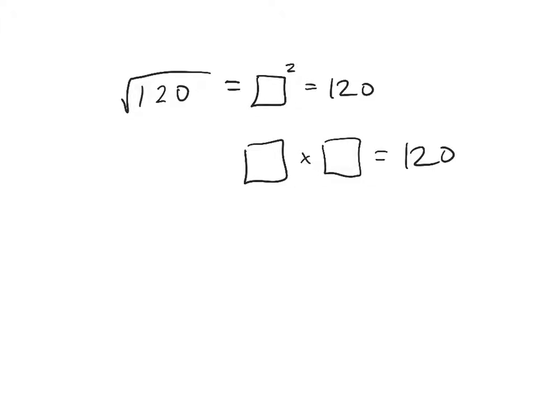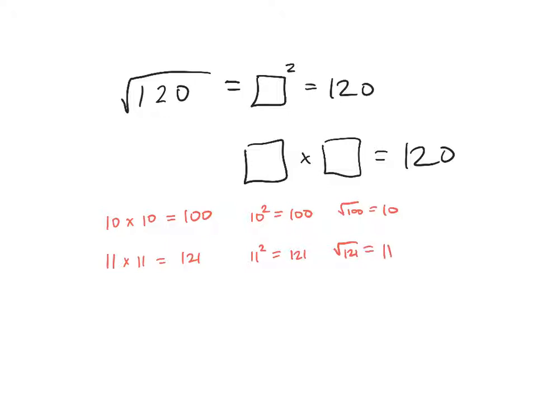I don't know any number times itself that equals 120. However, I do know that 10 times 10 is 100, which means 10 squared is 100, or the square root of 100 is 10. And I do know that 11 squared, 11 times 11, is 121. So 11 squared is 121, or the square root of 121 is 11. Notice that 120 is very close to 121, but slightly less than it. So the square root of 120 is going to be somewhere in between 10 and 11.